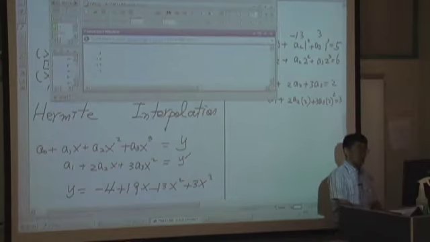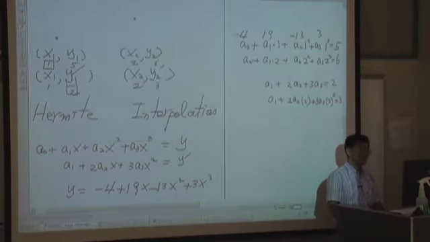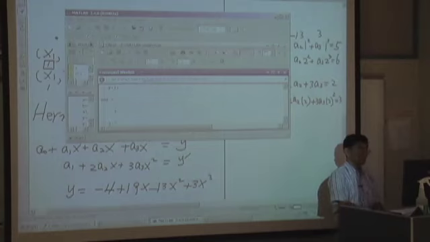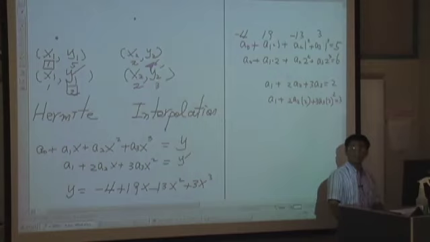So y is a function of x: minus 4 plus 19x plus minus 13 times x squared plus 3 times x cubed. Then let's calculate y of 1. Y of 1 should be what? Take a look. Y of 1 should be 5, right? Y of 2 should be what? 6, right?